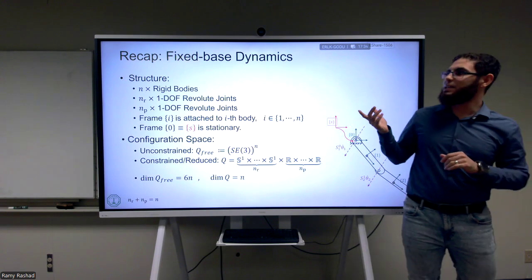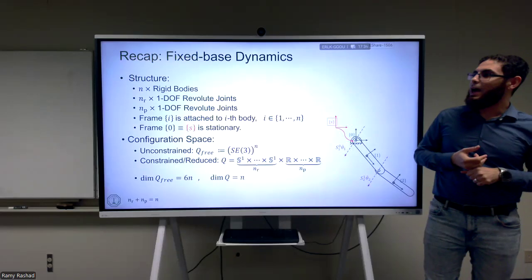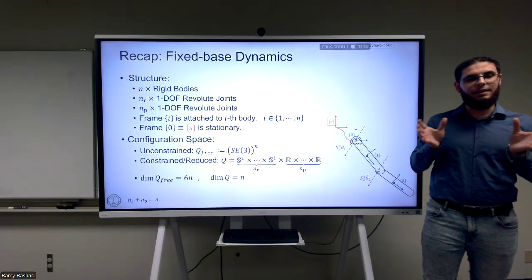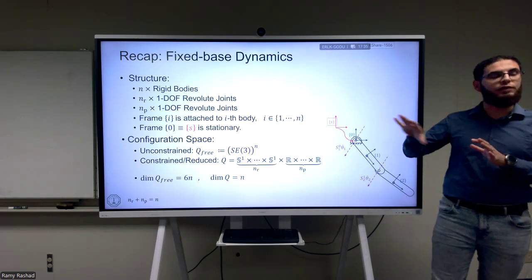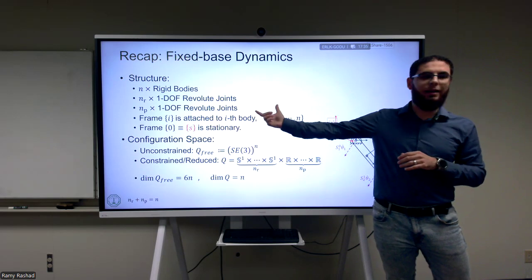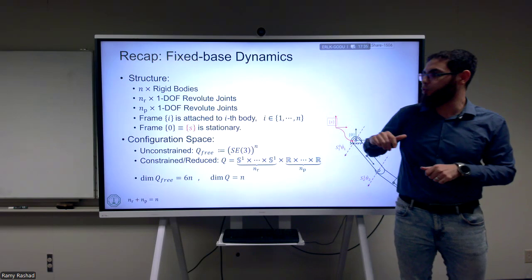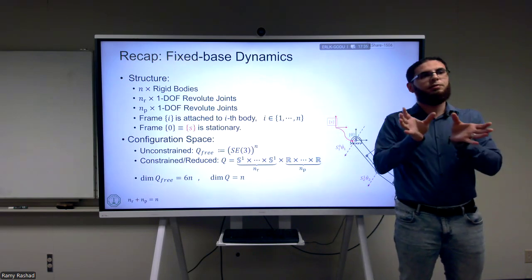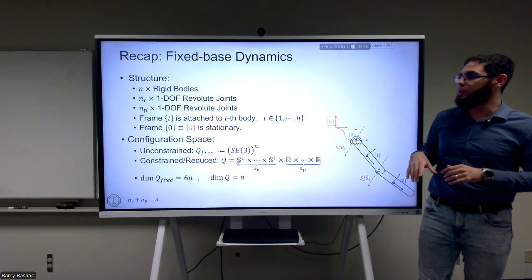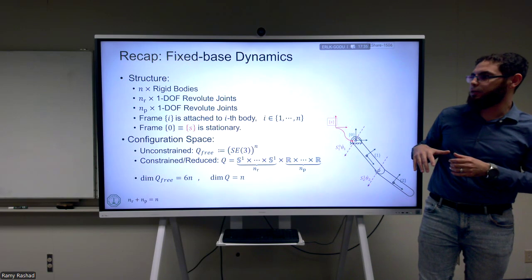The structure of a fixed base manipulator is that we have n rigid bodies, and we have a combination of revolute joints and prismatic joints. In the end, we're going to assume that all of the joints are actuated. So we have N_R revolute joints and N_P prismatic joints, and N_R plus N_P should be n. So in the end, we're actuating all of the bodies that make up this fixed base manipulator.